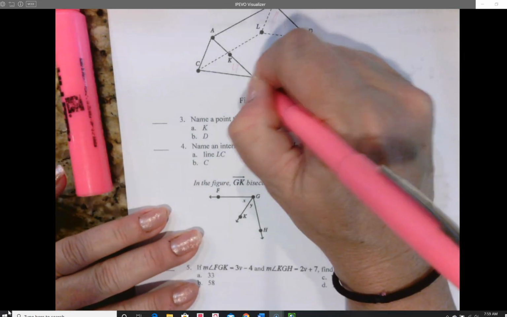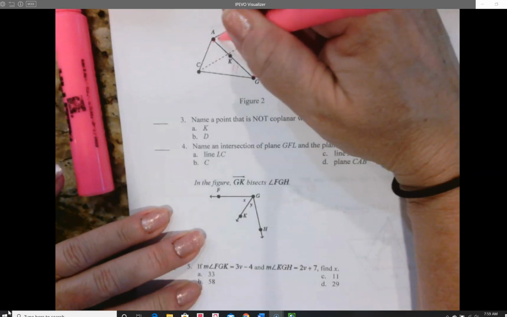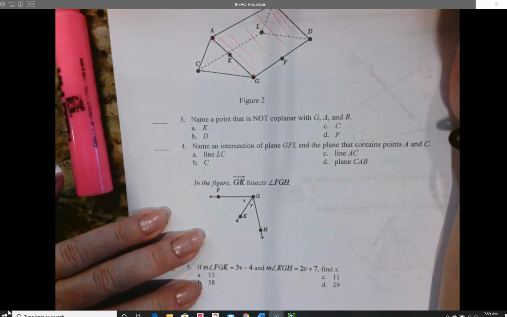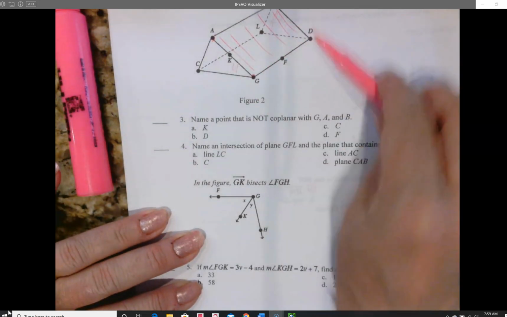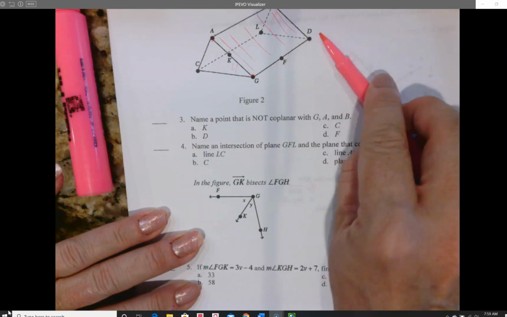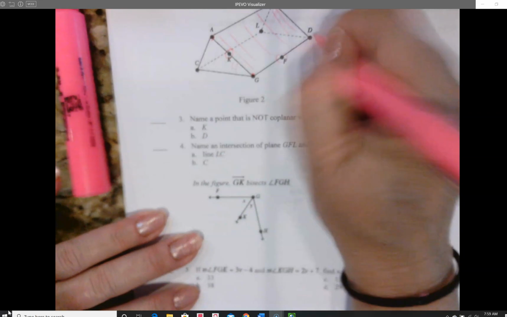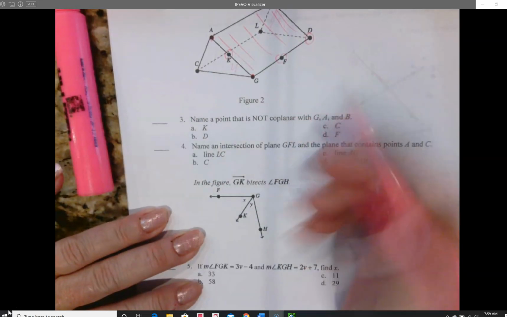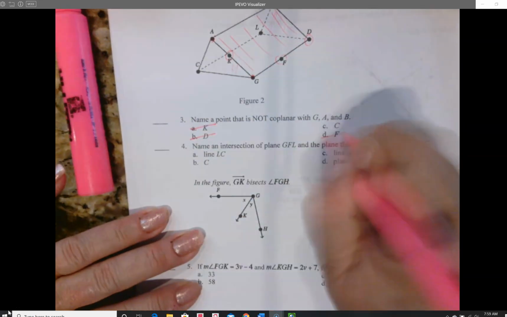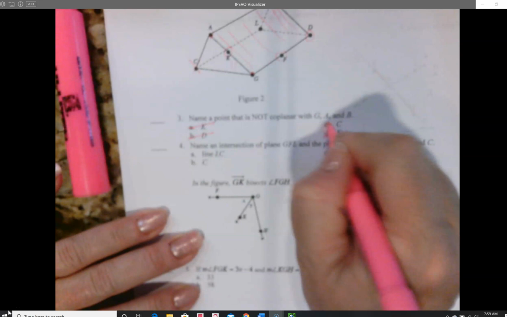So I'm going to identify G, A, and B. We're looking at this rectangular face here, GAB, that's the plane. And the ones that are coplanar, there's F and D and K, which are all on that same face. Here's K and D and F. So the one that is not is going to be C.